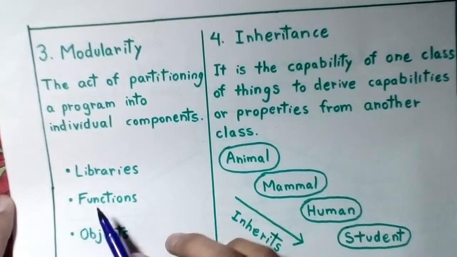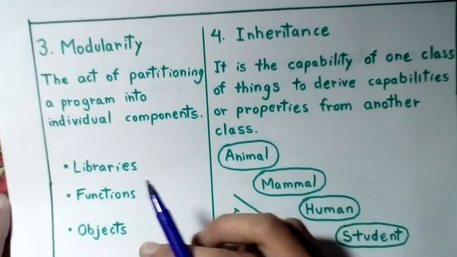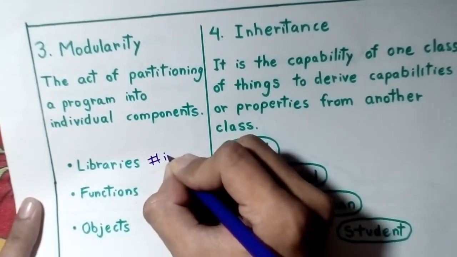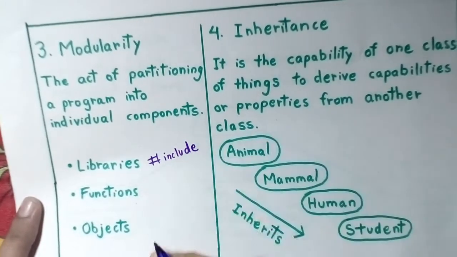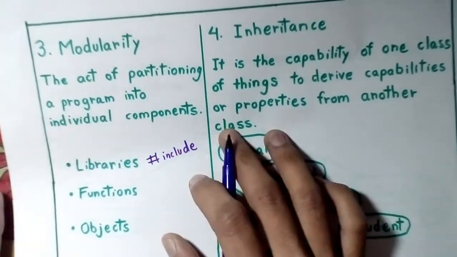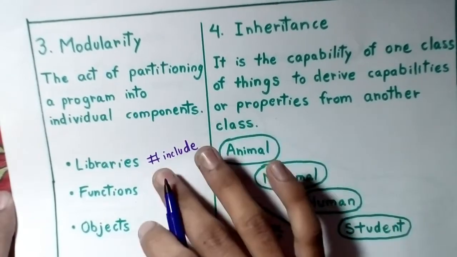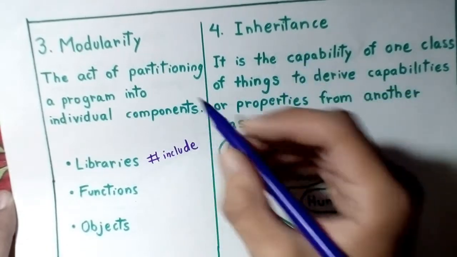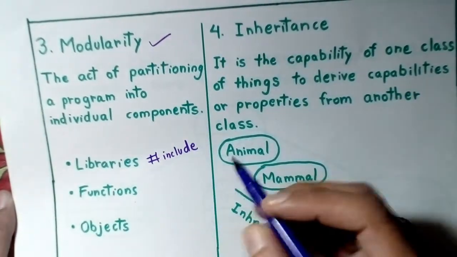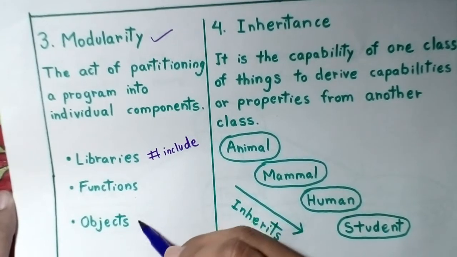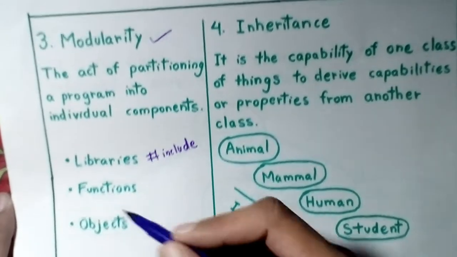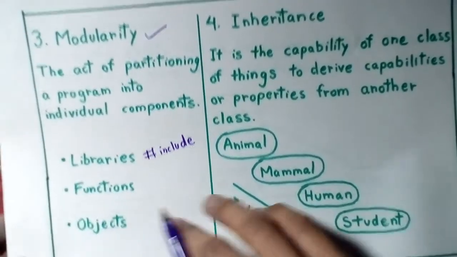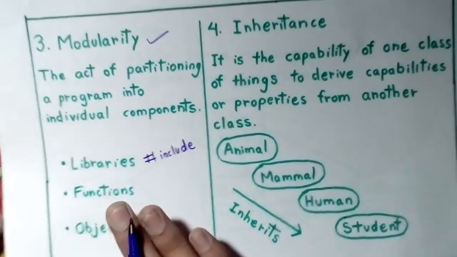So modularity, when we create functions, we can maintain them separately. Libraries, the header files such as hash include. Using this preprocessor directive hash include, we include the files such as math.h. All the math libraries, math functions can be included. So they are developed separately, and hence this is how modularity works. Objects also help us to treat data and functions separately, and we can check them, test them, and create them separately. This helps to build the application better.